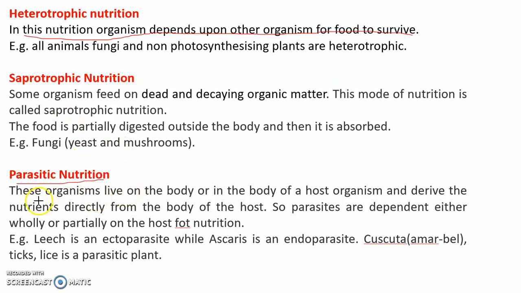In parasitic nutrition, organisms live on the body or in the body of a host organism and derive the nutrients directly from the body of the host. So parasites depend either wholly or partially on the host for nutrition. Leech is an ectoparasite while Ascaris is an endoparasite. Cuscuta, that is also called amarbel, ticks, and lice are parasitic.